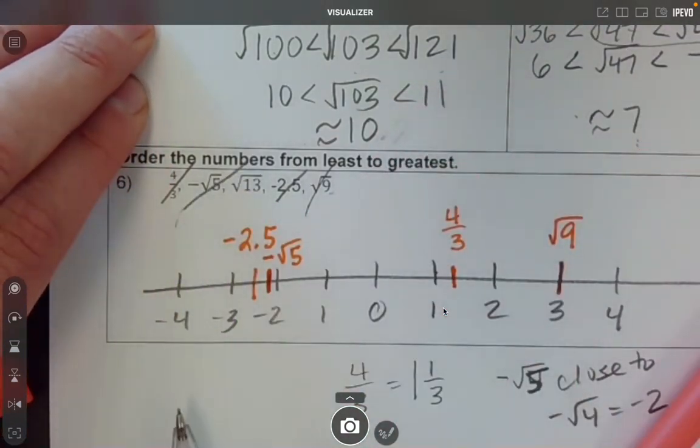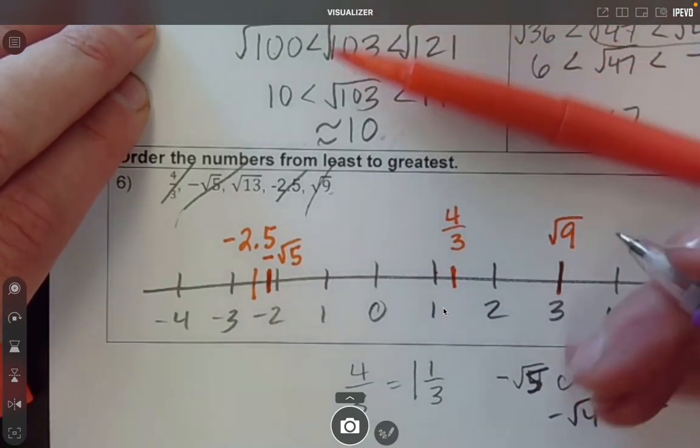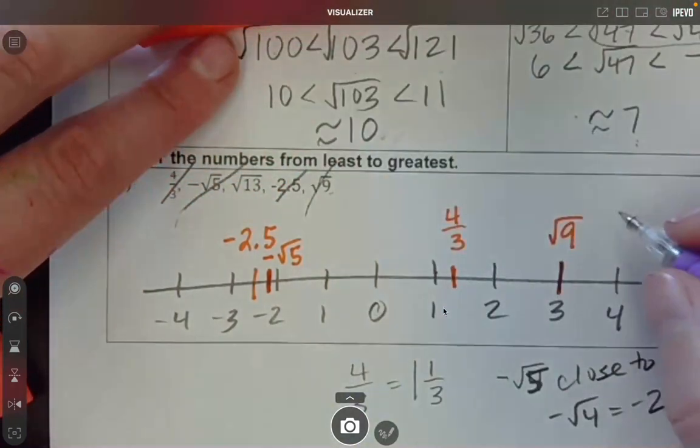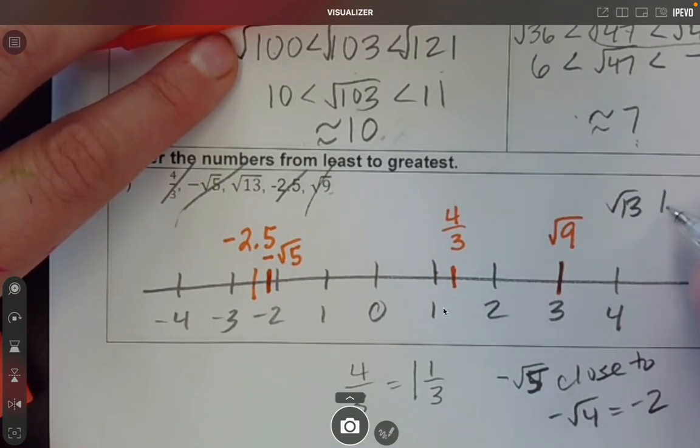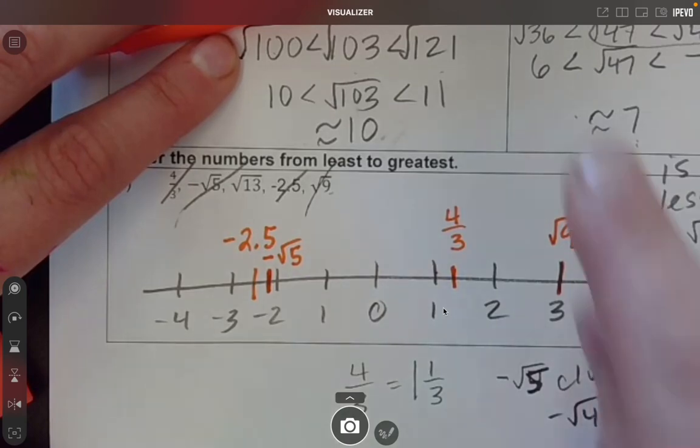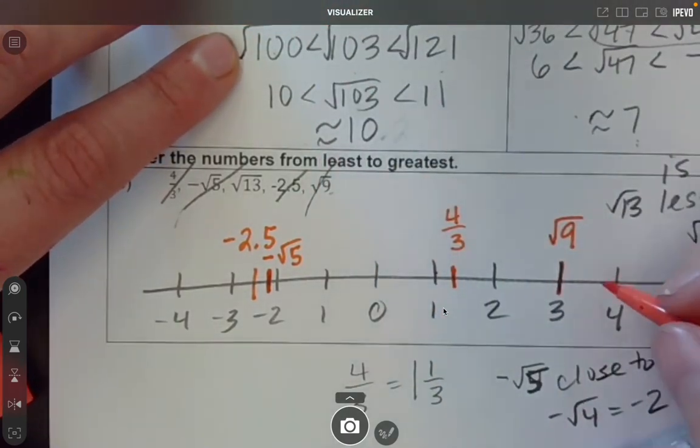Last one is square root of 13. So square root of 13 is going to be a bit less than square root of 16, which is 4. So that's going to be a little bit less than 4. So I'm going to put that one in over here.